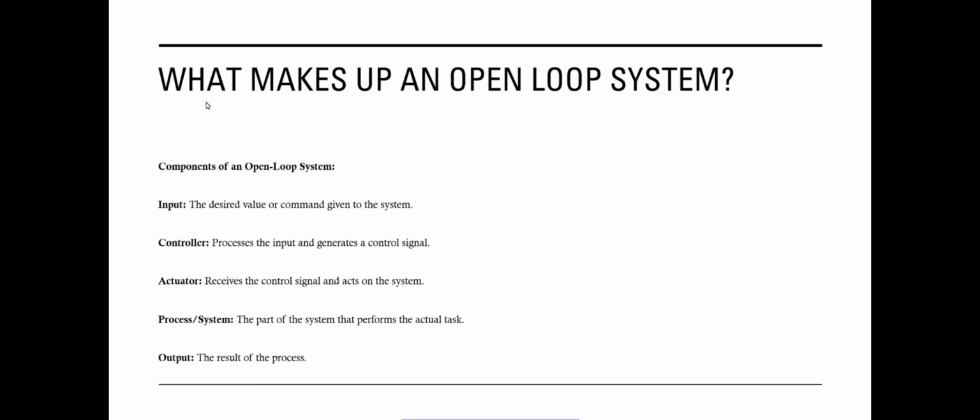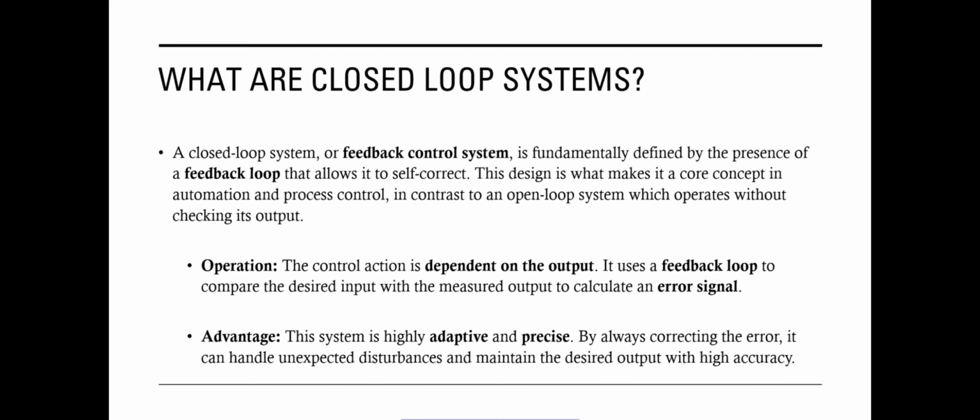Here are the basic components of an open loop system. As I've been saying before, we have the input, which is the desired value or command that is given to the system. We have the controller, which is whatever processes the input and generates a control signal. The actuator would then receive the control signal and act on the system. The system itself would be what is performing the actual task. And finally, the output, which is the result of the process. So that is an open loop system.